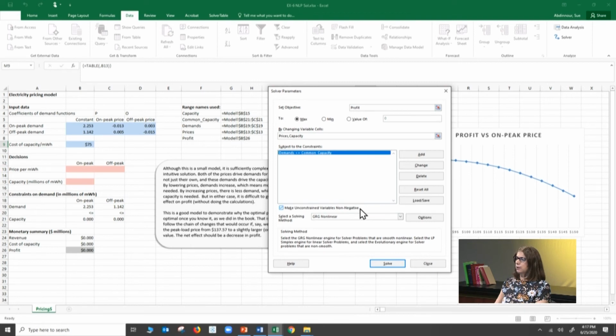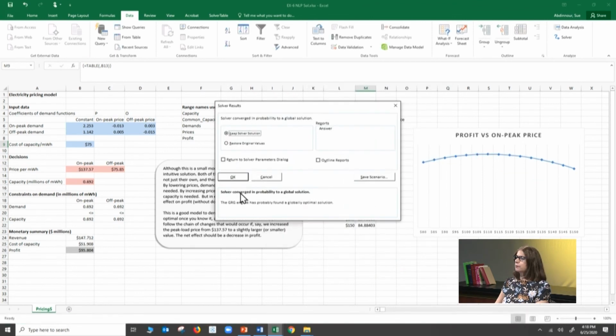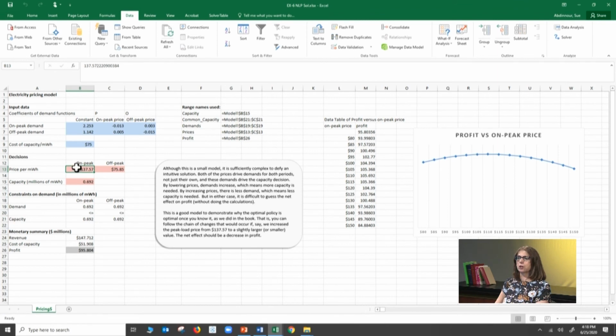Still, you need to add the non-negativity constraint, and this is, I cannot emphasize this enough. This is the first model where we use a different algorithm. It's called GRG Nonlinear. If you don't select GRG Nonlinear, and by default you just select the Simplex LP, it's not going to work, okay? You're going to get maybe a solution, but it's not a good solution. And so we select that, we say solve, and it solves it and comes back with the best price we should charge for on-peak and the best price we should charge for off-peak. Obviously, it knew to make the price of the off-peak cheaper, and this is the capacity.